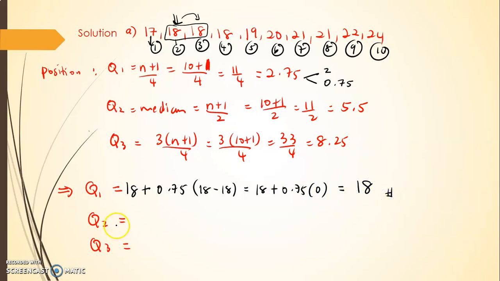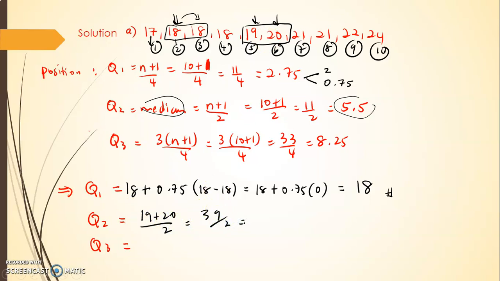Okay. Next, for Q2 or the median, the location is 5.5. 5.5 means the position between the 5th and the 6th position. So we just take the average between these two numbers. So 19 plus 20 divided by 2. So the value of the median is 19.5.